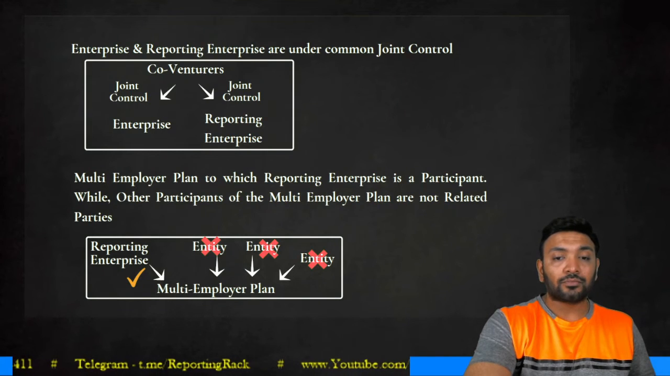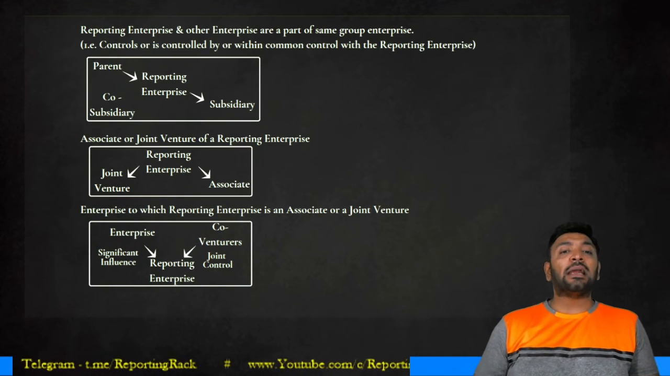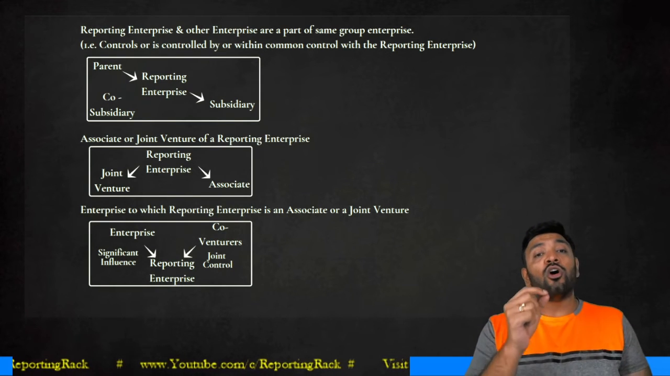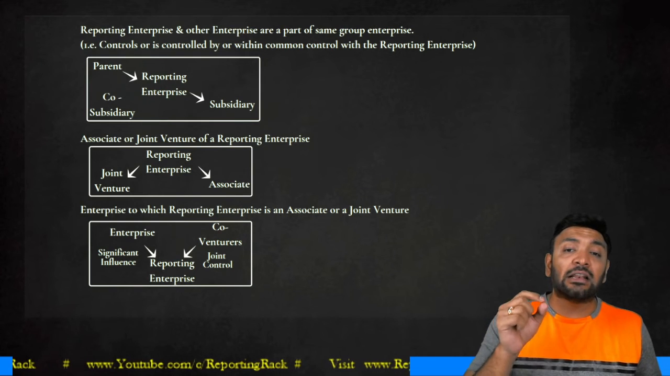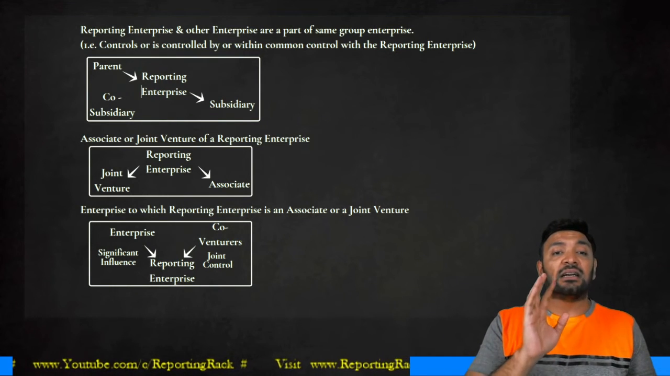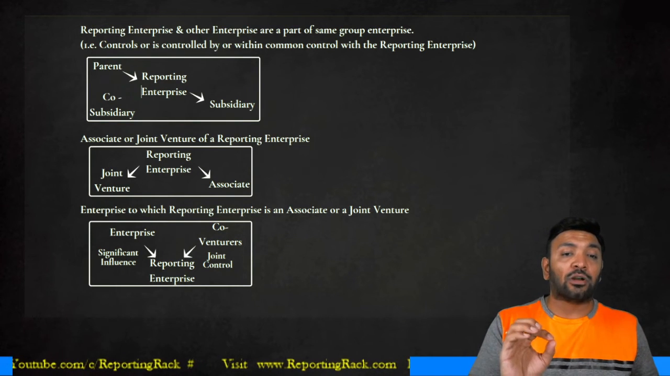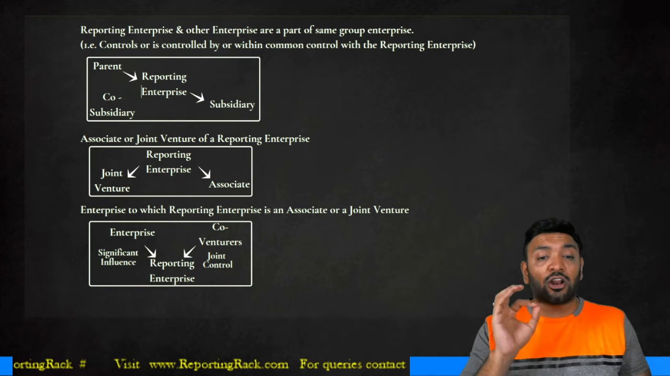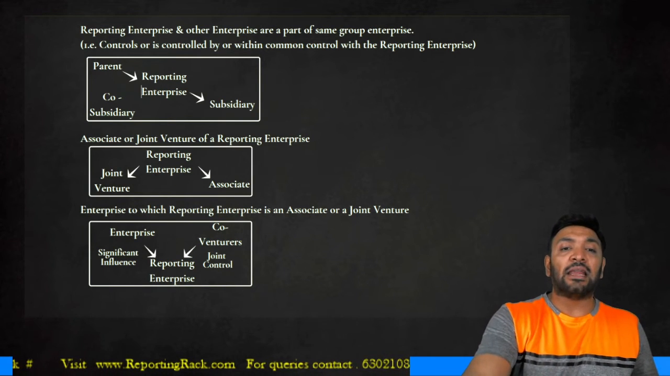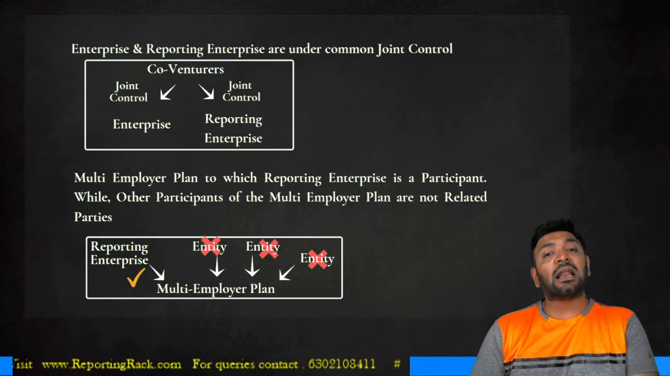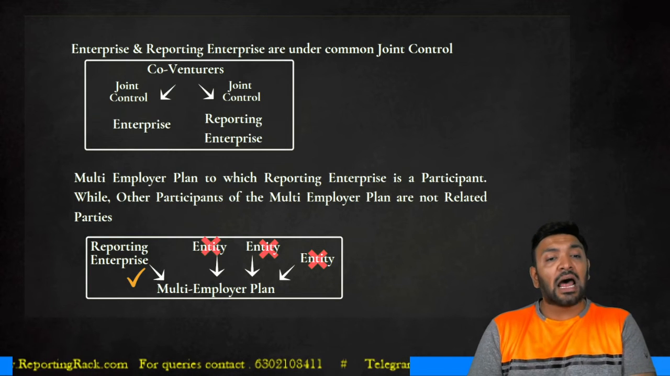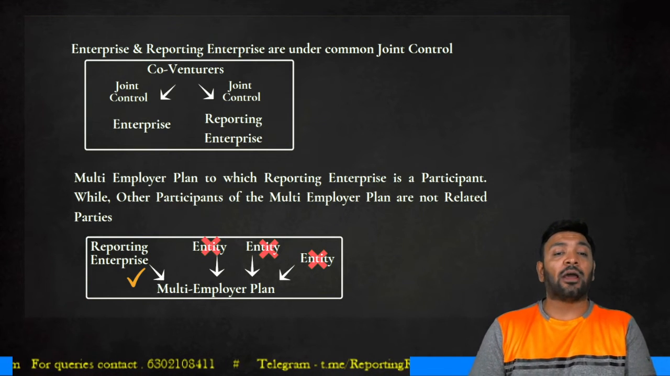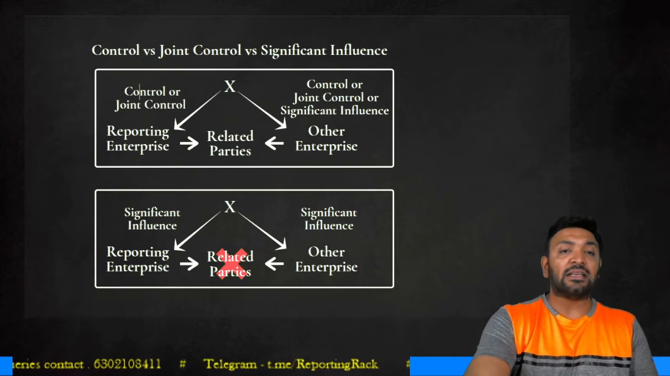Let's see. What are the 5 things? First one, the reporting enterprise and the other enterprise are a part of the same group enterprises. That means an enterprise which controls the reporting enterprise, or is controlled by the reporting enterprise, or is within a common control with the reporting enterprise, should be considered as related parties. An associate or a joint venture of the reporting enterprise should also be considered as a related party. While enterprises to which the reporting enterprise is an associate or a joint venture should also be considered as related party. Number 4, the enterprise and the reporting enterprise are under same joint control or a common joint control. Lastly, multi-employer plan to which the reporting enterprise is a participant, while other participants of the multi-employer plan are not supposed to be considered as related parties. Clear?